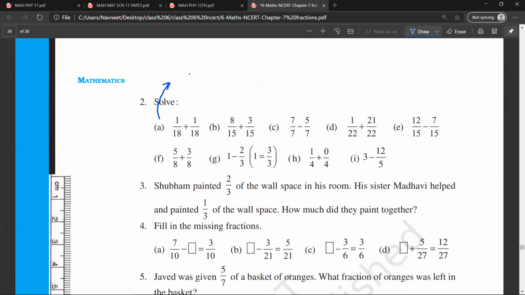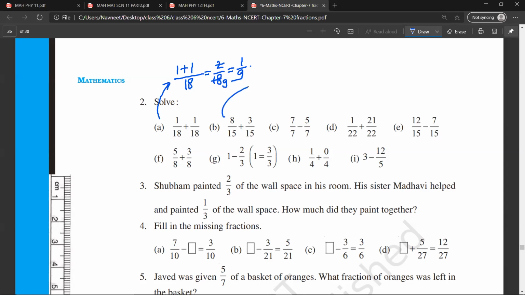Okay, so this would be equal to 2 by 18. Yes, sir. 1 plus 1 is equal to 2 by 18. Then I can write 2 by 18 as 1 by 9. Mr. Sarthak, is it okay? Yes, sir. So your final answer should be 1 by 9. It shouldn't be 2 by 18. Is there any confusion? No, sir.